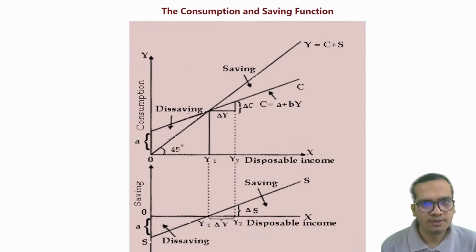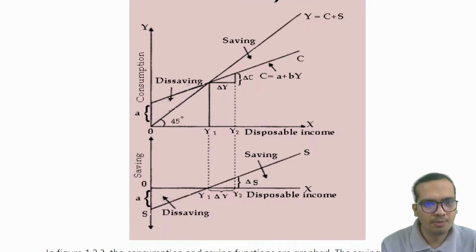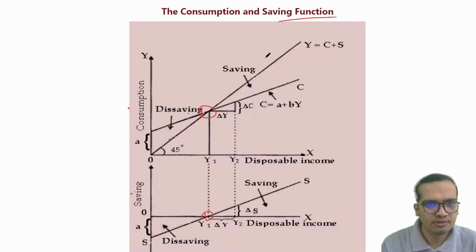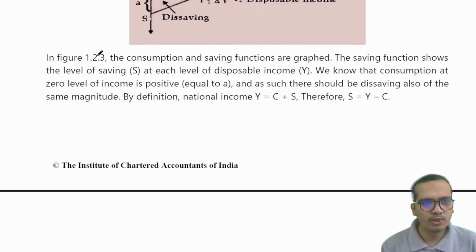Similarly, we have a diagram which is called figure 1.2.3. This upper one is the consumption and saving function. So we have consumption, saving. There is a point we call equilibrium, and if we plot the data, it will be on similar lines. In figure 1.2.3, the consumption and saving functions are graphed. The saving function shows the level of savings at each level of disposable income. We know that consumption at 0 level of income is positive, equal to A, and as such there should be negative saving also of the same magnitude.